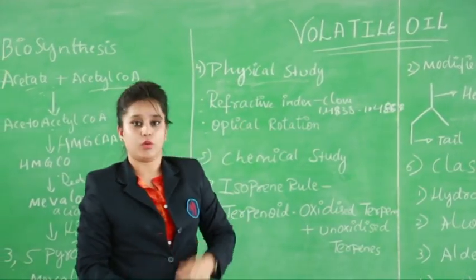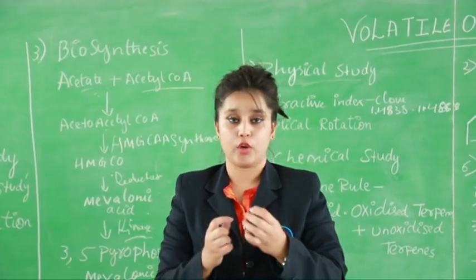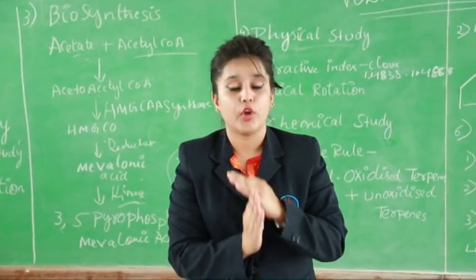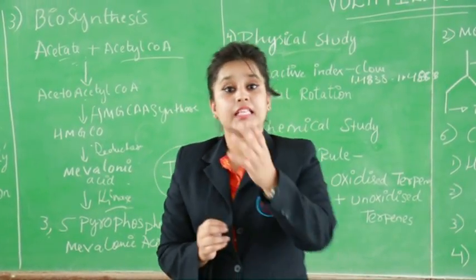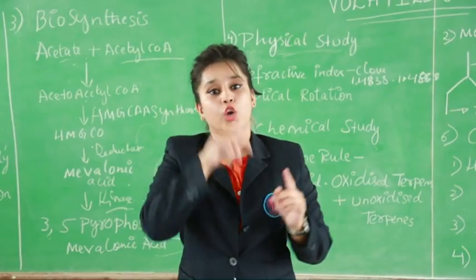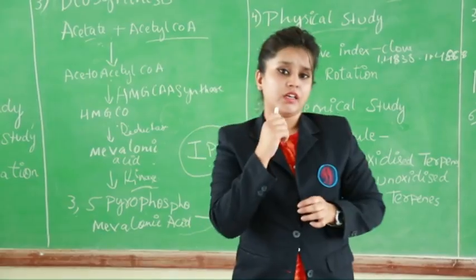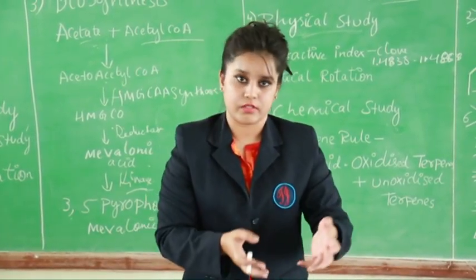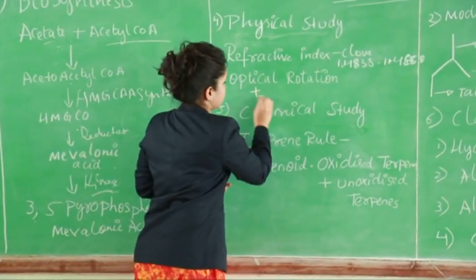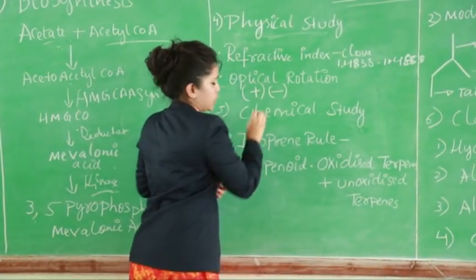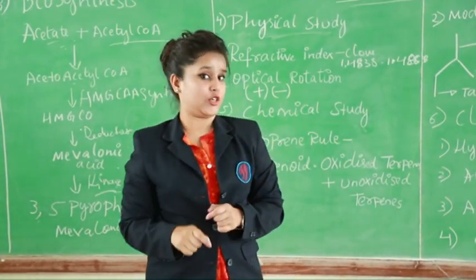Optical rotation. What is optical rotation? Optical rotation is the ability of a compound to rotate the plane of polarized light. In simple terms, that is a rotation. These compounds rotate clockwise and anti-clockwise. Here we cannot write anti-clockwise or clockwise, right? We denote this as plus and minus. Plus is for positive, that is clockwise, and minus is for anti-clockwise.